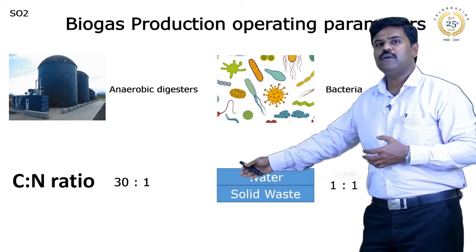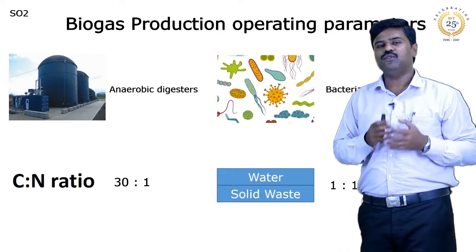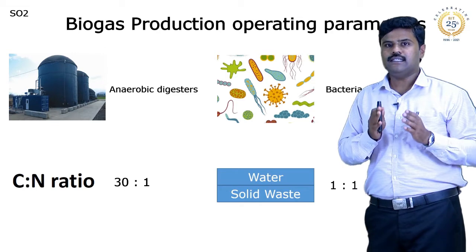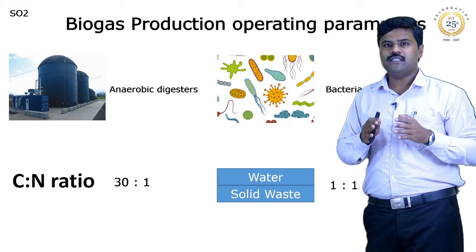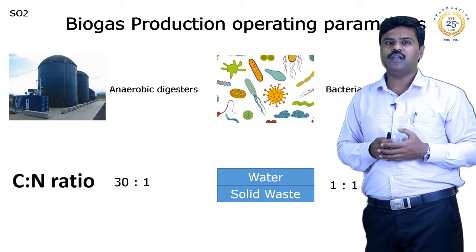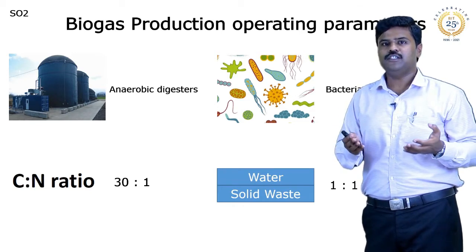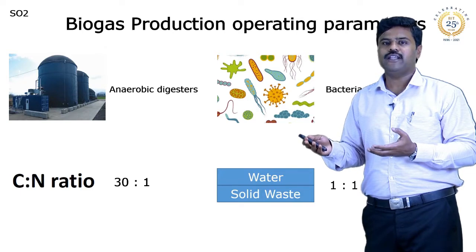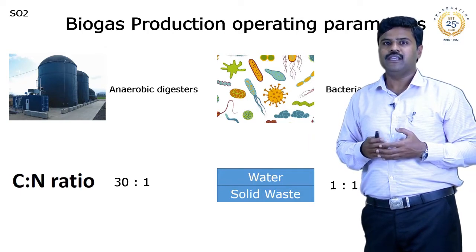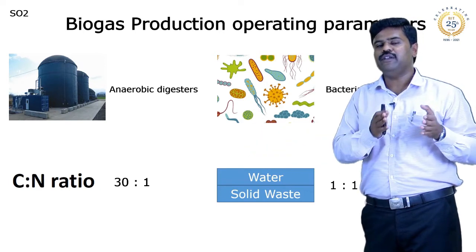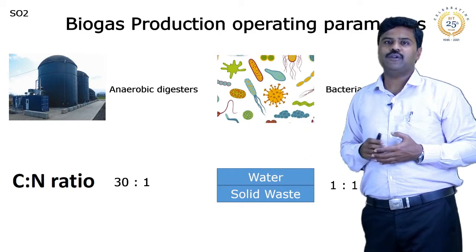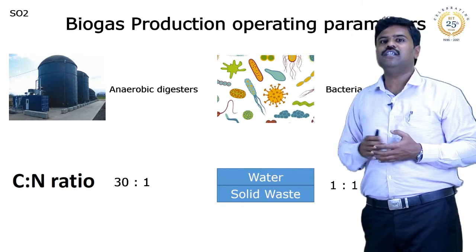Next is the carbon to nitrogen ratio. For better growth, the bacteria require the proper amount of carbon and nitrogen. Nitrogen is the limiting factor. Once the nitrogen is exhausted from the system, bacteria will not consume the carbon. If bacteria don't grow, then ultimately biogas will not get produced. So we need to maintain the proper carbon to nitrogen ratio. The optimum range is between 20:1 and 35:1. The ratio that we maintain for this biogas production is 30:1.